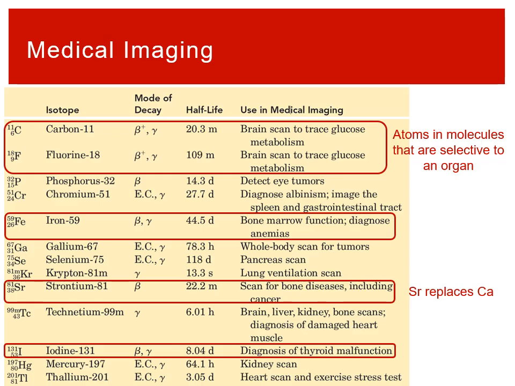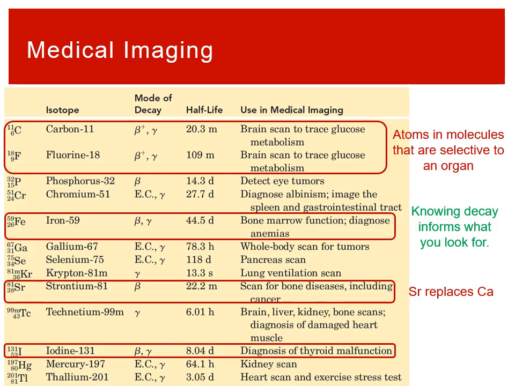You can also use some other chemistry. We use iron isotopes to look at, say, bone marrow functions. So that'd be your blood vessels, places where a lot of iron's present. Strontium is right beneath calcium on the periodic table, so you can use that similarity. The strontium will get into your bone, so if you want to do a bone scan, strontium would be a good choice. Iodine goes into your thyroid. So it's about picking atom types that are in molecules that have certain preferential functions.